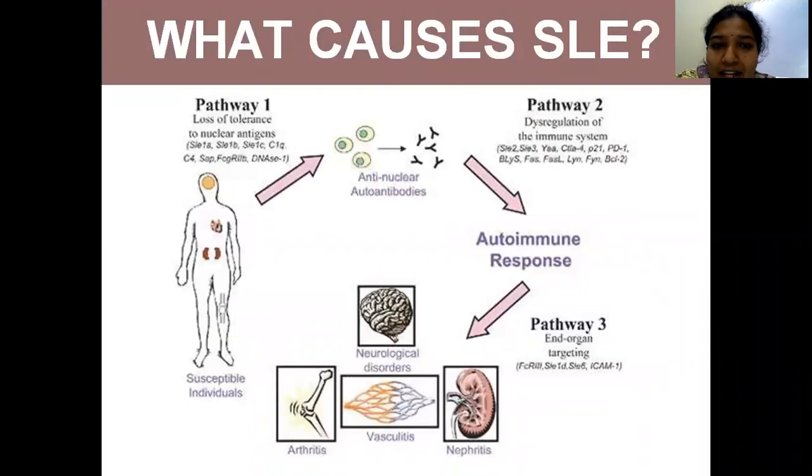So coming to the pathogenesis of SLE. In SLE, the basic thing that happens is that autoantibodies are developed. These autoantibodies react against the body's own nucleus or own membranes, and these produce the symptoms. So there is loss of tolerance to nuclear antigens, and anti-nuclear antibodies are formed. This is due to dysregulation of the immune system. This causes end organ targeting, and the organs involved are kidney, brain, joints, and blood vessels.